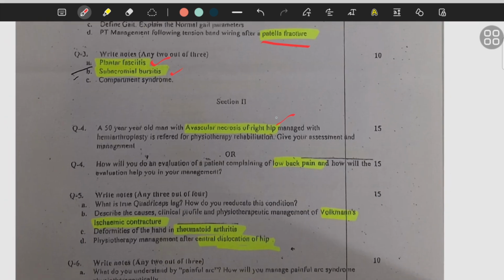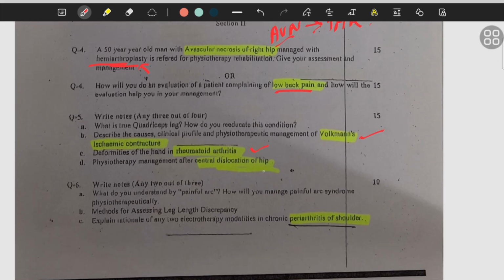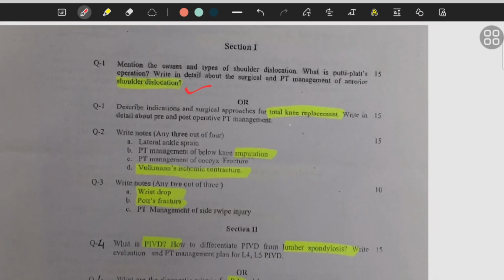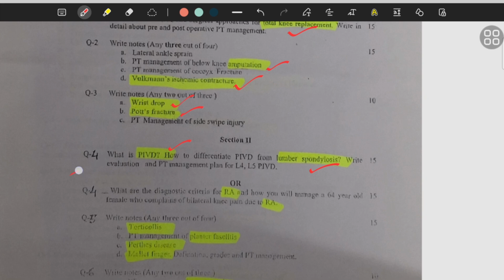So over here they can also mention AVN, or they can combine this with the THR. So you do have to remember this. Over here as you see they have written hemiarthroplasty, that means they have done THR in the type of hemiarthroplasty. Then low back pain, then VIC, Volkmann's ischemic contracture, rheumatoid arthritis, central dislocation of hip, periarthritis, dislocation of shoulder, total knee replacement, amputation, again VIC, wrist drop, Pott's fracture, PIVD, lumbar spondylosis. So over here you can see in the same 15 marks question they have asked for two different topics.